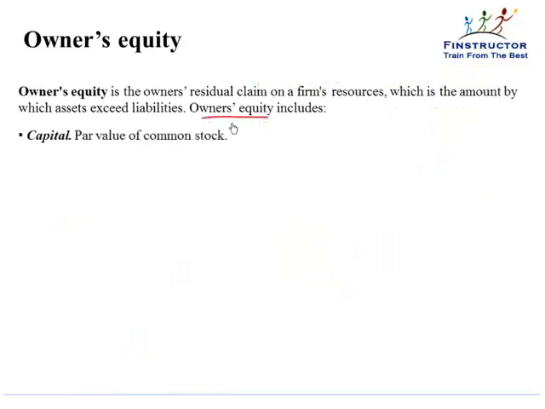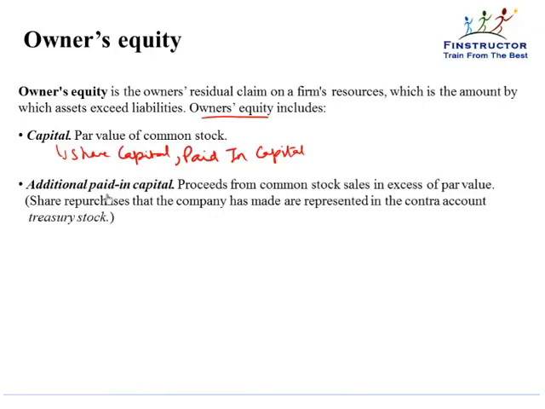So owner's equity consists of capital or share capital, also known as paid in capital, as we just studied. That is simply the par value of the common stock. That is the number of shares multiplied by the face value per share. This is also called share capital. Additional paid in capital is the sales in excess of par value, or that is the stock sales. So that's the premium that we get for issuing new stocks, also called as share premium reserve sometimes. Please note that the capital plus the additional paid in capital is also called as contributed capital or common stock.